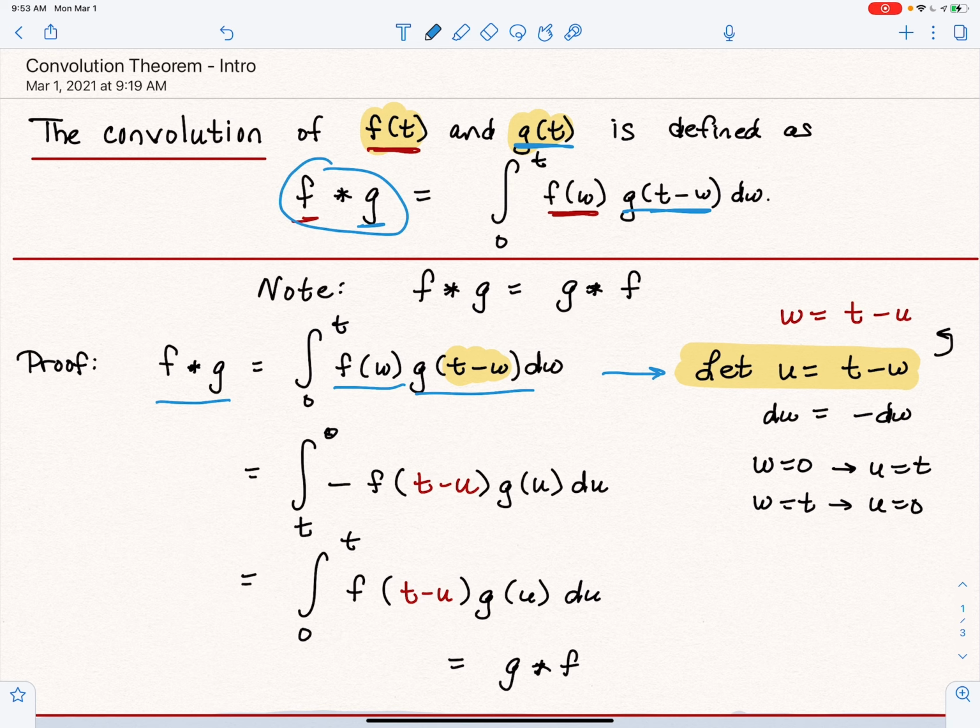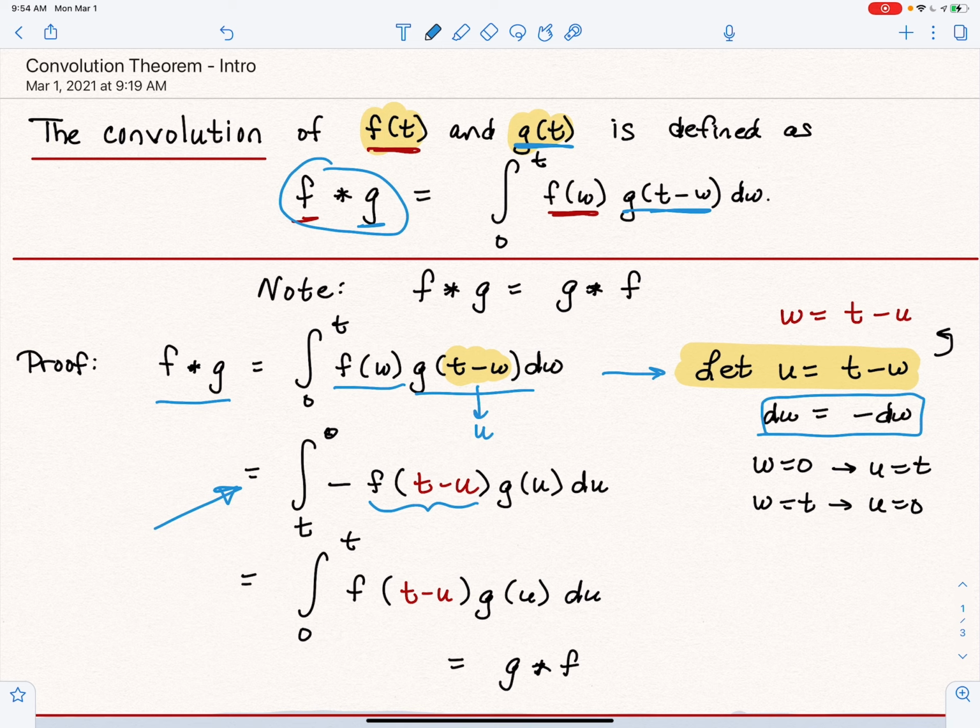I can now replace the t minus w with a u, but the w has to get replaced as well, because once I make a substitution, I don't want w's in my integral anymore. So I solve for w, and I get w equals t minus u. Putting all of that together, f of w becomes f of t minus u, g of t minus w becomes g of u, the negative from du equals negative dw goes in there, and then, since it's a definite integral, we replace the limits. When w is equal to 0, u is equal to t, and when w is equal to t, u is equal to 0. So we have this as our next integral.